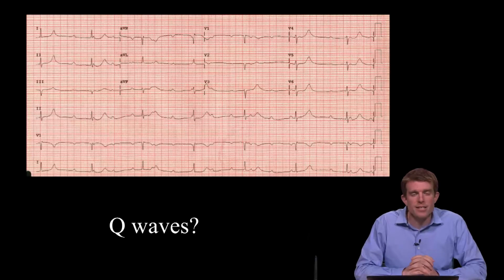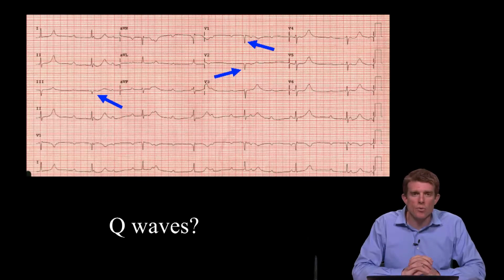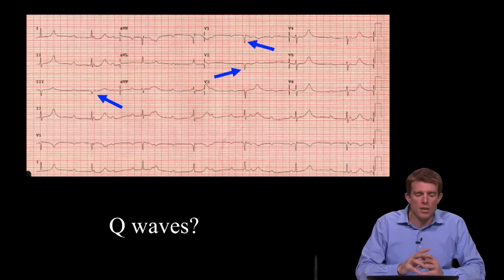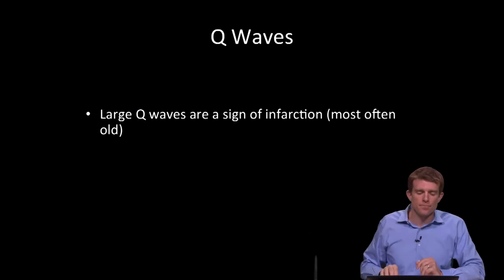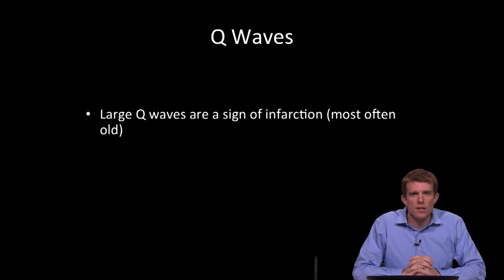So let's look at this ECG and see, are there any Q waves present on this ECG? Is there any part where the QRS complex initially deflects downward? If you look carefully, you can see there are a number of leads which show an initial downward deflection. Even a slight upward deflection, you would not call it a Q wave. But in lead 3, V1, and V2, you don't see any initial upward deflection of the QRS complex, so those are Q waves. Now, large Q waves, okay, can be a sign of an infarction. They can be the sign of an acute infarction, but most often when you see them on ECG, they're the sign of an old infarction.